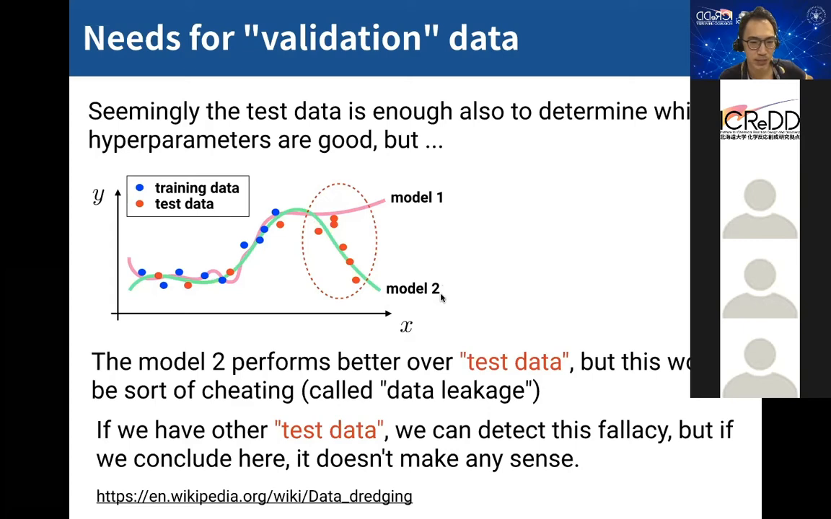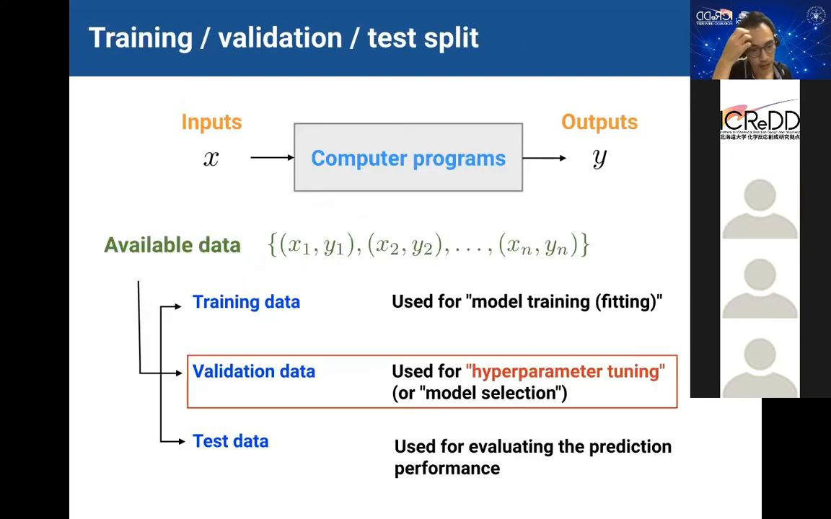So unknown means the model performs well over the test data. But this is kind of cheating. This is called data leakage, and it results in very bad model building, because the test data we cannot access, as assumed. But actually we use this test data to tune the hyperparameter. So this is not good. That's why we need validation data in addition to test data. That was the validation data here.